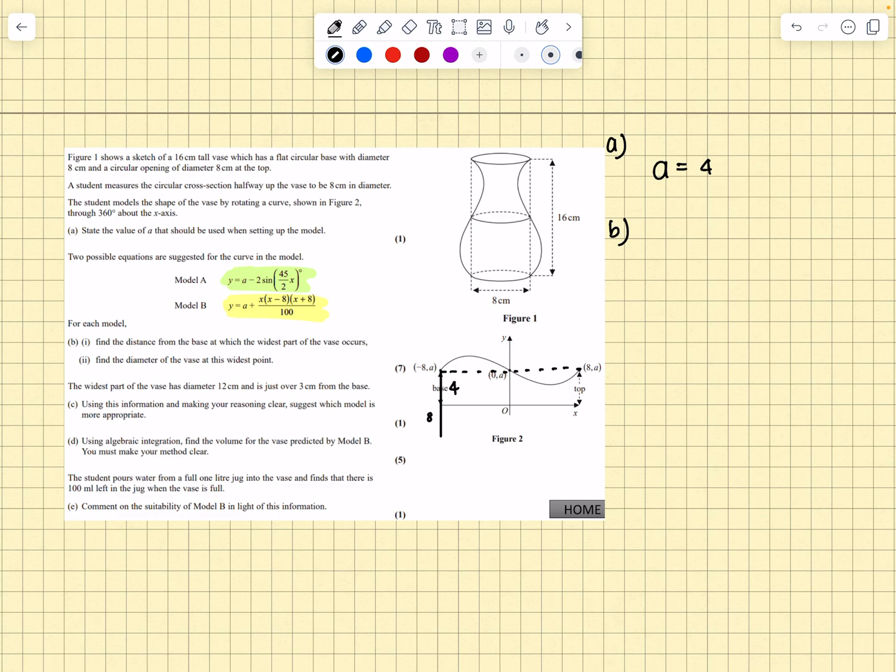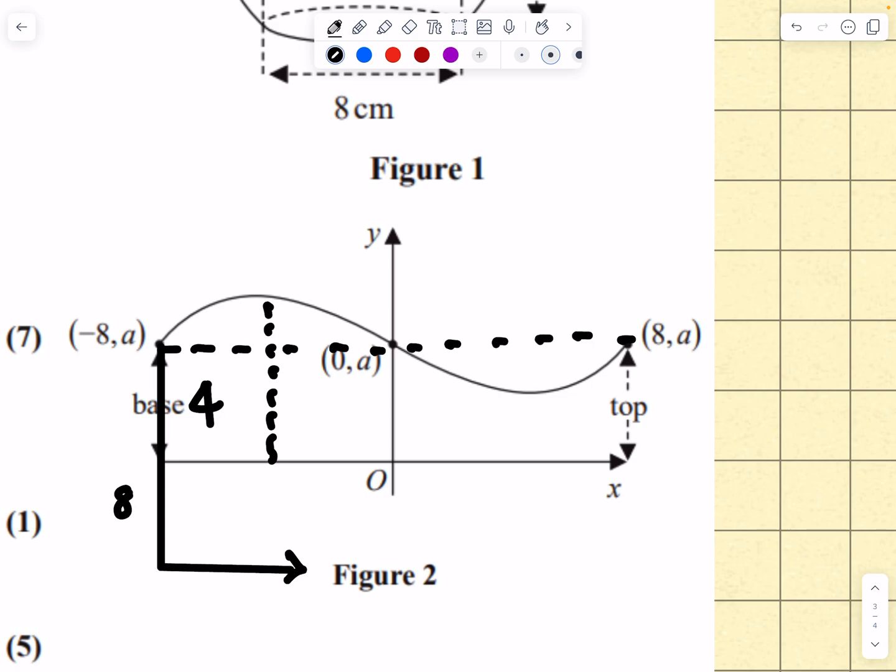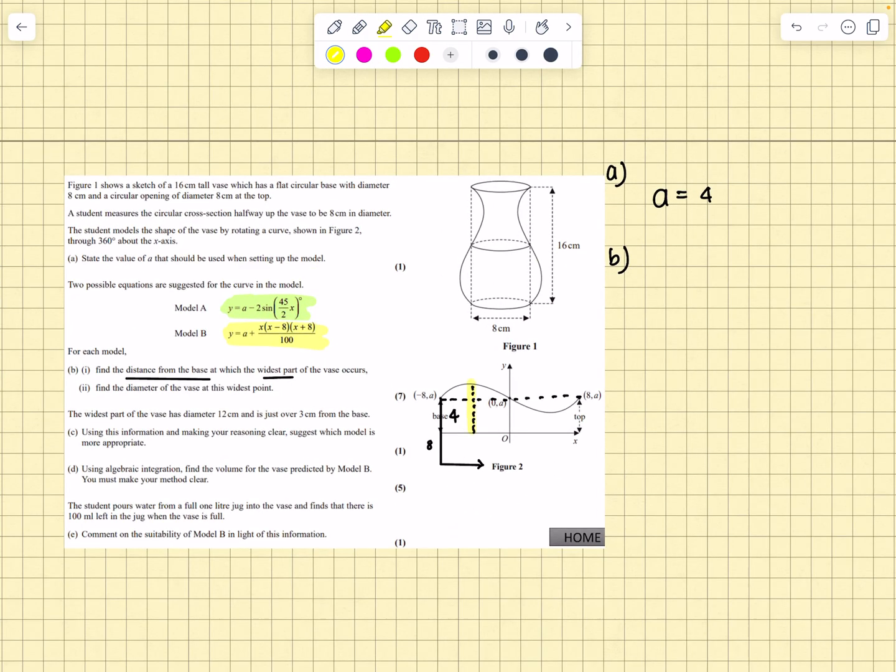Part B. Two possible equations are given. They are asking for the distance from the base. The base is here. From here, how much should I be moving to where the widest part of the vase occurs? So the widest part is this. Where is that occurring? And they want you to do this for each model, by the way. So I'm going to do it model by model.